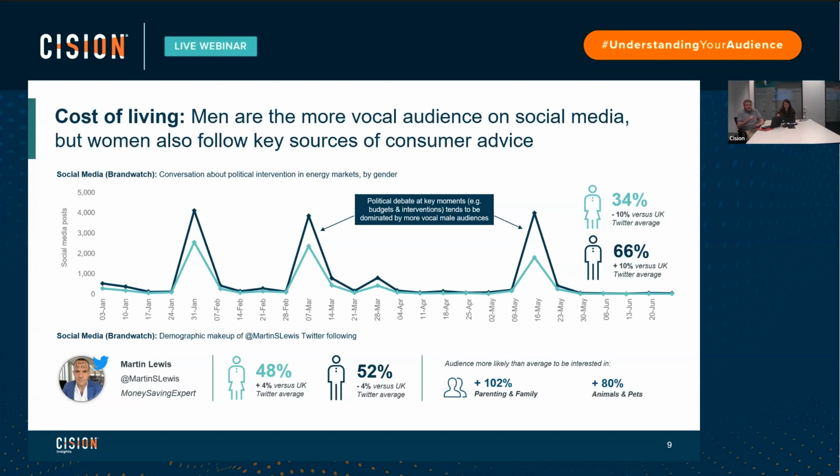But you can see that male users are far more likely to be very vocal about the impact and the intersection of politics and energy prices and so on, which is interesting to know if we were reaching out to an audience that's really concerned about the cost of living and concerned about their energy bills right now. But it doesn't quite tell us the full story.